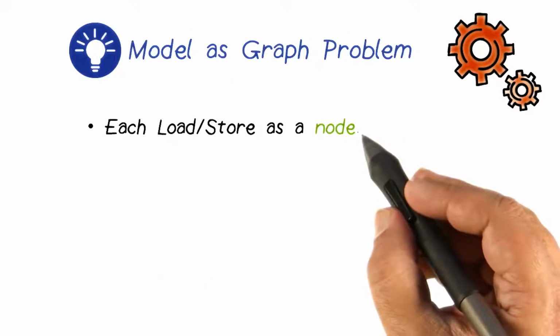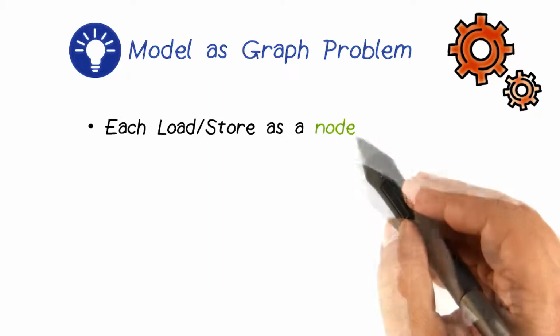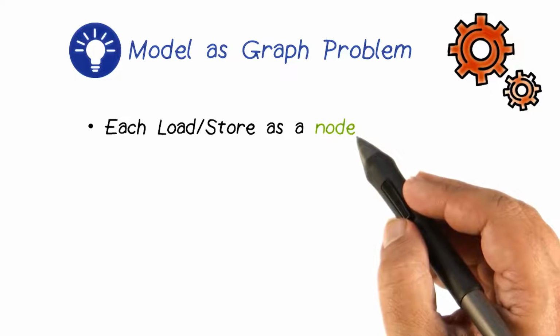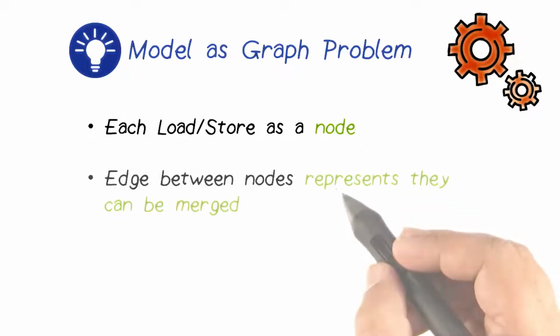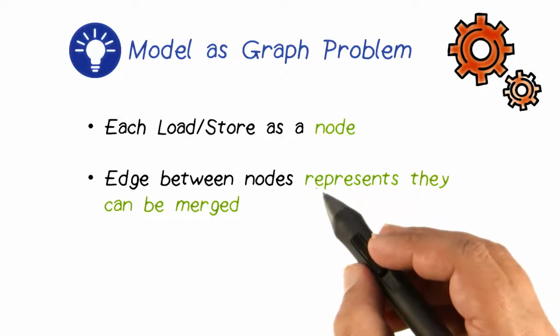Now let us look at the alternative representation as a graph problem. In this particular representation, each of the load stores is given as a node. Remember, this is not about variables, but it's about individual load stores and each is shown as a node. If an edge is present between the nodes, it represents that they can be merged into a parallel load store instruction.